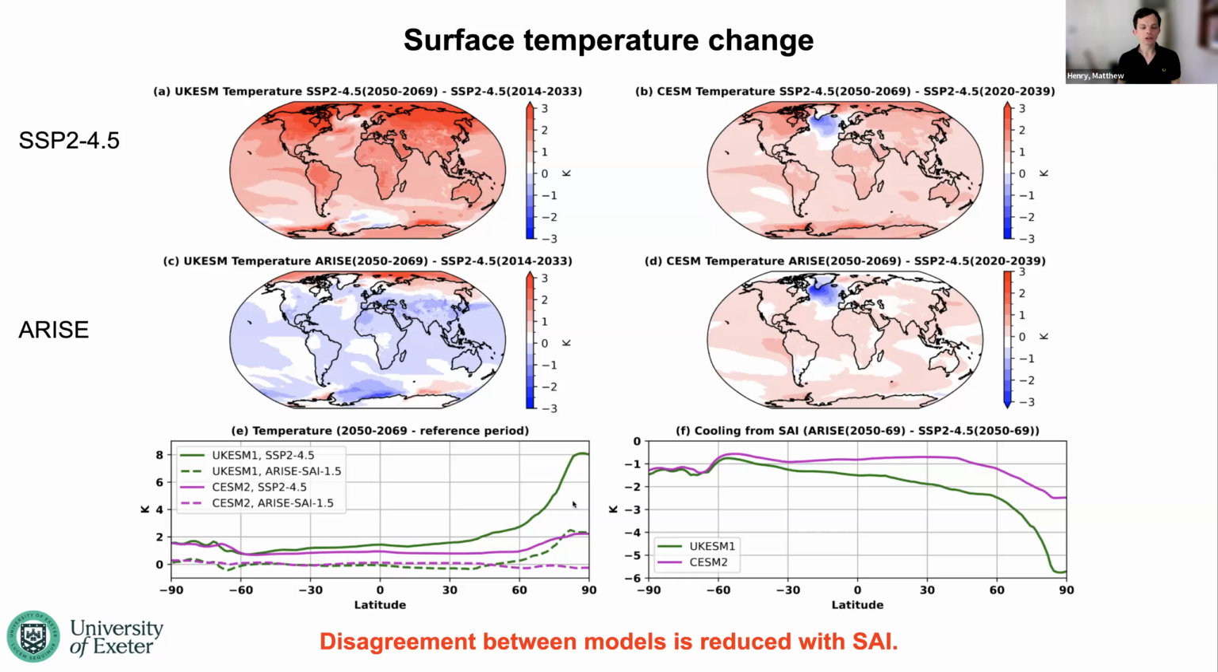But in the geoengineered climate, the disagreement is still there, but it's a lot smaller. That is basically because the total temperature change is a lot smaller, so the effect of the feedbacks is a lot smaller. So the disagreement between the models is smaller.